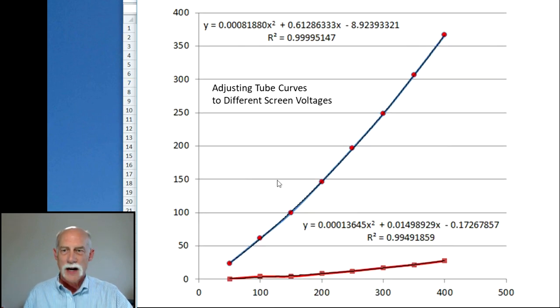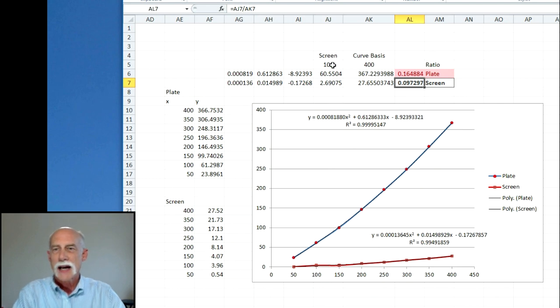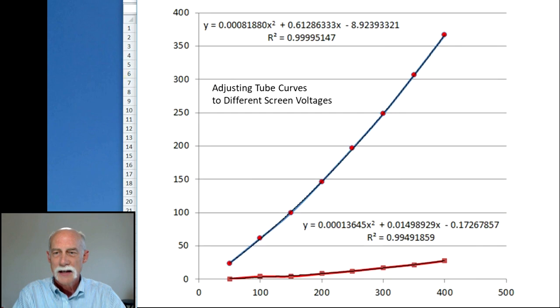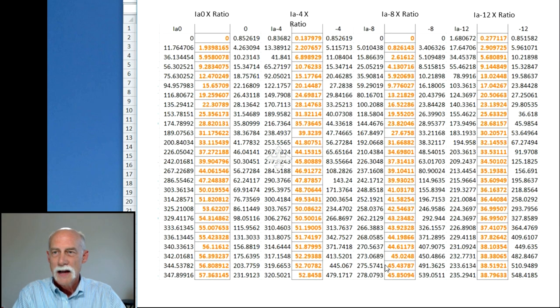That's what I do. I take my data points, as I've shown, I regress, and I come up with two different equations. From the equations, I calculate, here's that new screen voltage at 100, here's those values, here's the values that they should be if they were at 400, here are the ratio. You simply divide this by that to get this, and when you do that, then that is a ratio you put here to convert it from this plate voltage or screen voltage of 400, and if this were 100, this would be the new value for the 100.